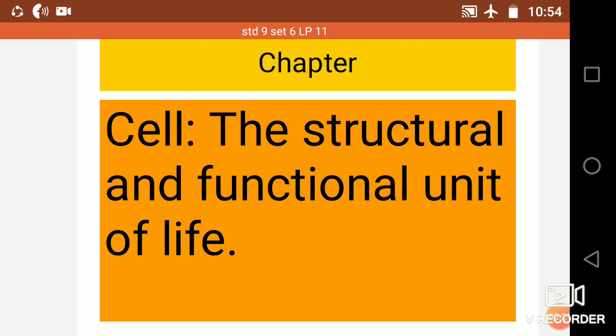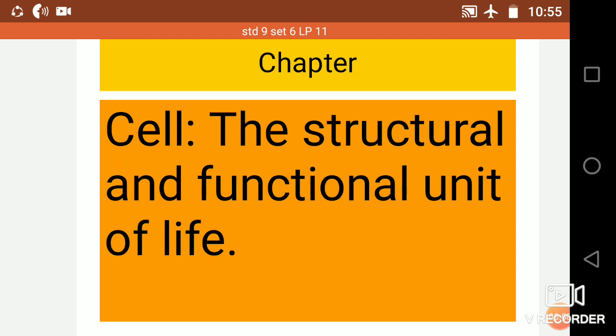A single cell can perform all the functions like respiration, circulation, reproduction, and so on. So all the functions are being performed by a single cell. This is the reason it is called the functional unit of life. Okay. If we talk about amoeba, amoeba does digestion, respiration, and reproduction. So a single cell is doing all the functions.